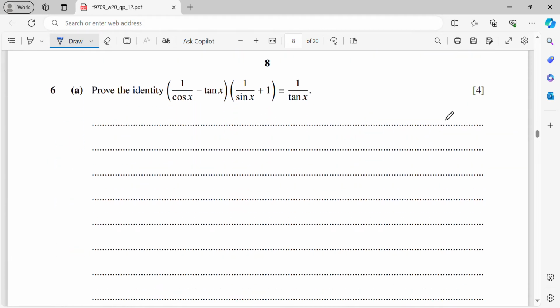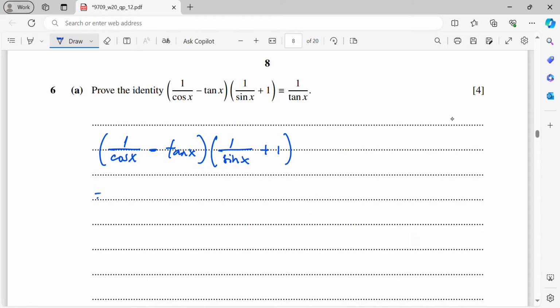Okay, now question number 6. A, prove the identity. So obviously, when you look at this identity, the left-hand side is more complicated, because it has more terms. So I will choose to start from the left-hand side. So 1 over cos x minus tangent x, multiplied with 1 over sine x plus 1.